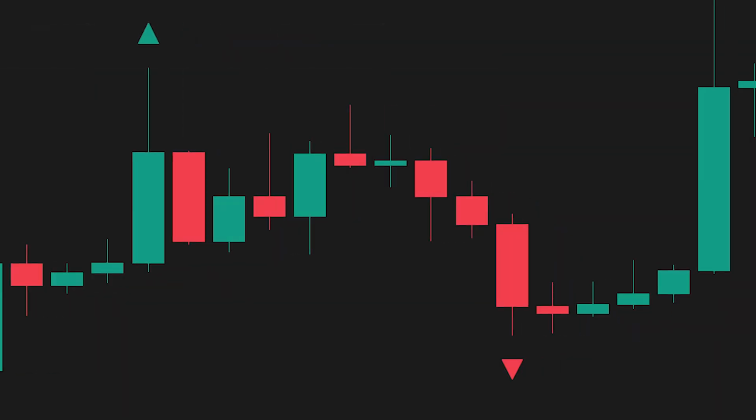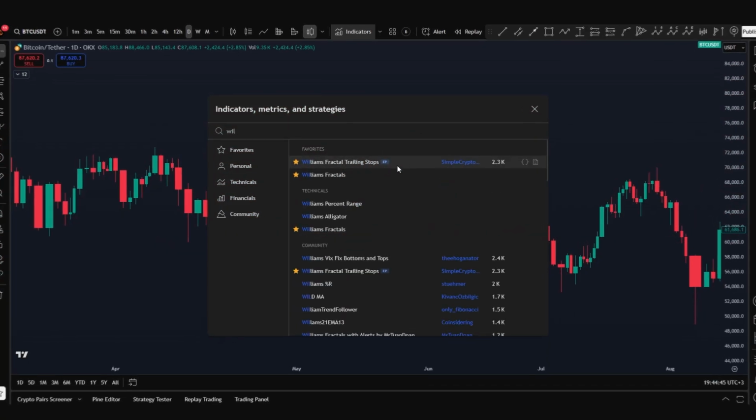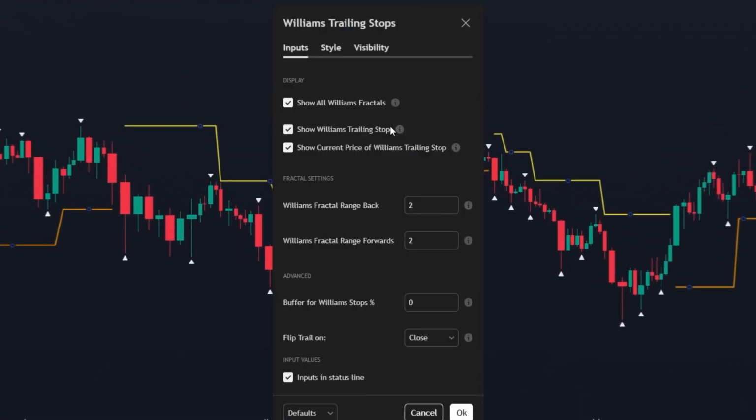It's important to note that fractals are confirmed with a delay of two candles. The indicator is displayed only after those candles have closed. The problem with the standard indicator is that it shows too many fractals, which can be confusing. In an active market, for example on the hourly chart, you may see dozens of fractals, many of which do not provide accurate signals. The solution is to use a custom indicator, such as Williams trailing stop loss.